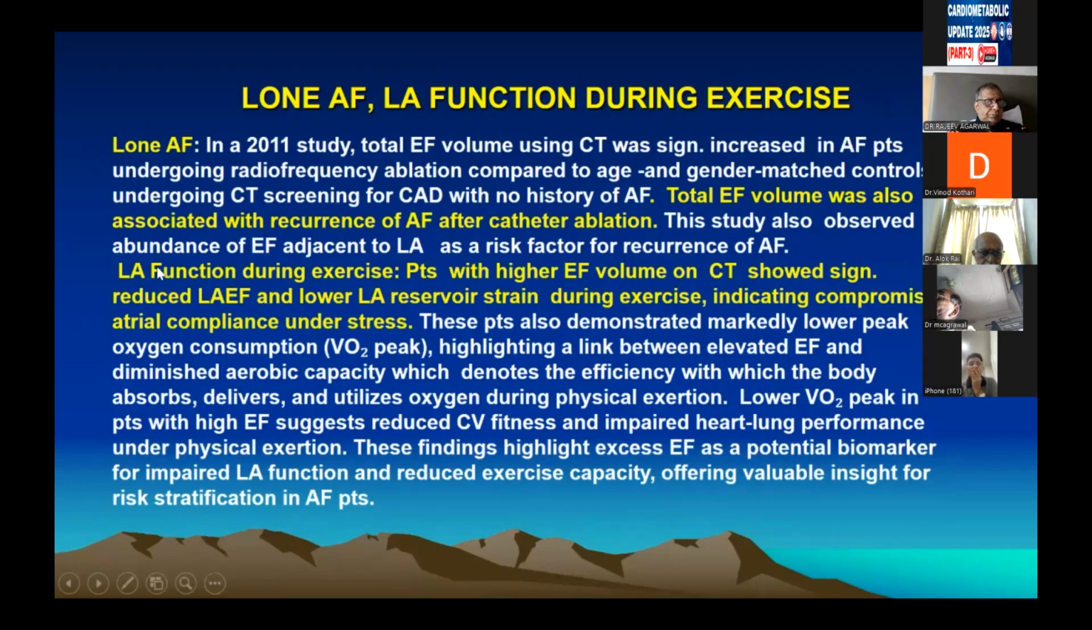There's also another study showing that patients with higher epicardial fat volume on CT showed signs of reduced left atrial ejection fraction and lower left atrial reservoir strain during exercise, indicating compromised atrial compliance under stress. These findings highlight that excess epicardial fat may be a potential biomarker for impaired LA function and reduced exercise capacity, offering valuable insight for risk stratification in atrial fibrillation patients.